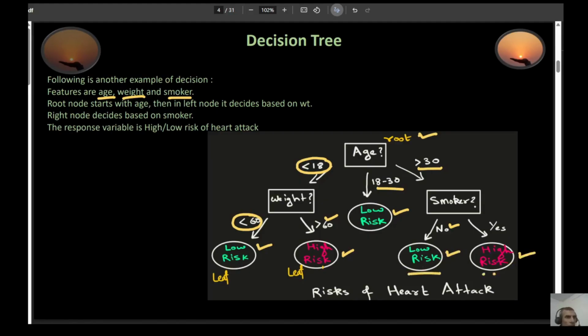These right here are your leaf nodes. This one, this one. These right here are referred to as your nodes or your decision nodes. And this one right here is called your root node. The root node is always on the top.